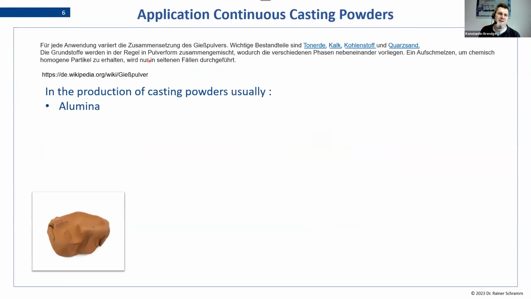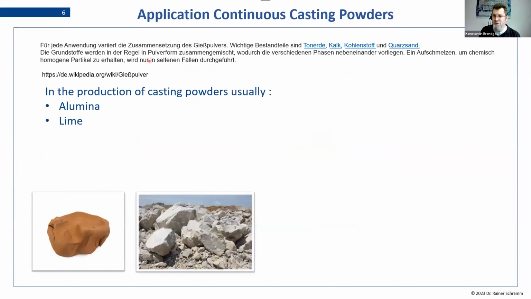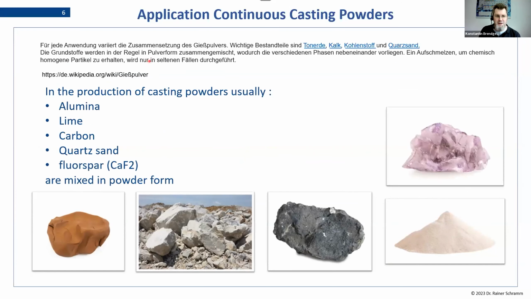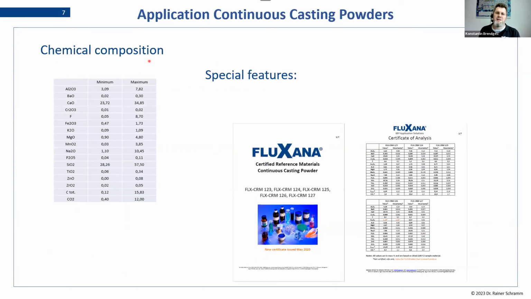The continuous casting powder is usually just a mixture of alumina, limestone or lime, carbon, quartz or silica oxide, and calcium fluorine. These materials are mixed in powder form. In very rare cases are they melted together, but usually those are mixed on site where they are used from these raw materials, from these raw powders. And that ends up with an application like this.